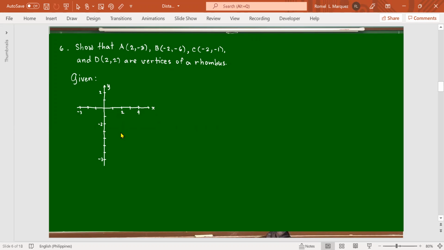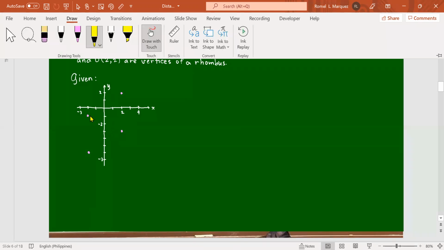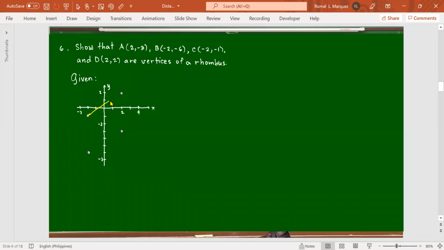2, -3. You're here. -2, -6. So you're here. -2, -1. You're here. 2, +2. You're here. Okay. So let's connect them. So this is how we are going to connect to form a quadrilateral, no? And then later we're going to show that this is supposed to be a rhombus.